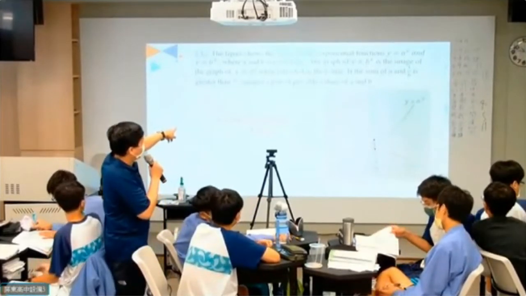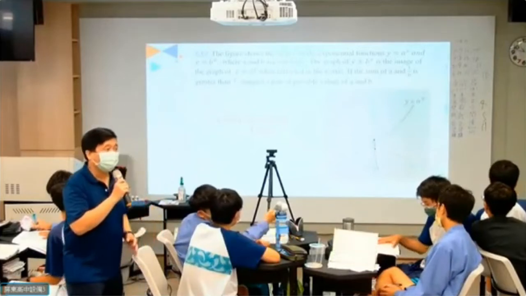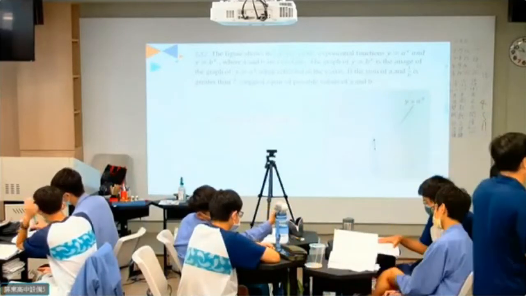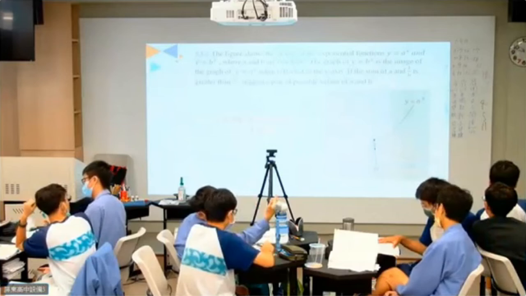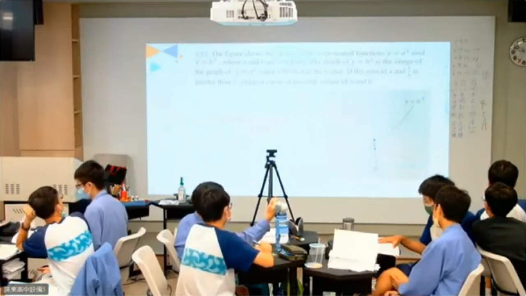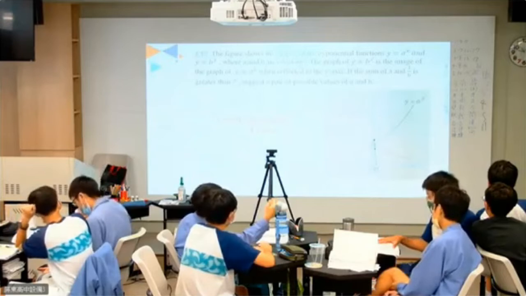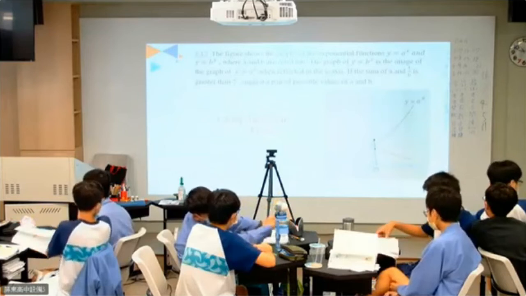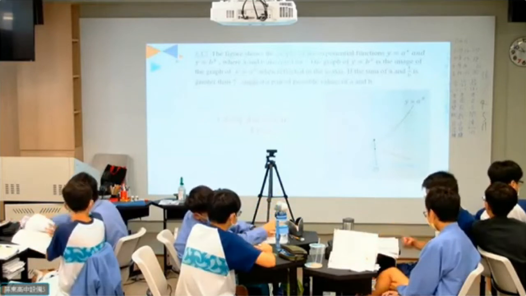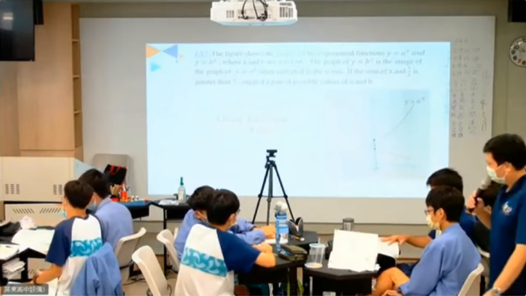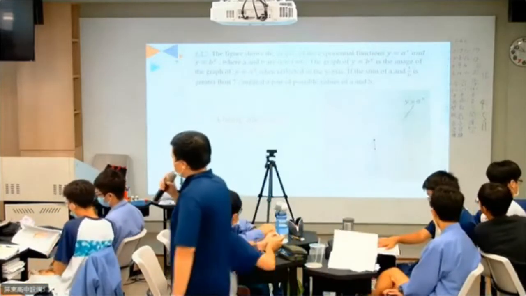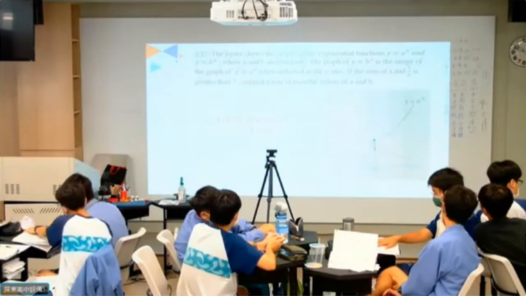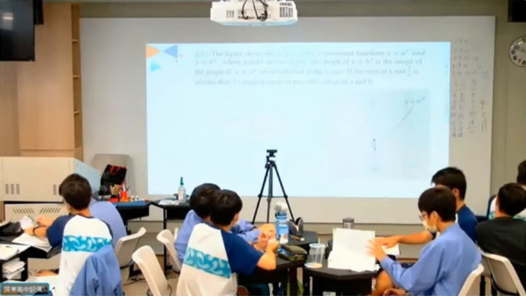Suggest a pair of possible values of A and B. That means the possible values are many. You just want to find one pair. You must have many possible values of A and B. You just give me one pair. It's okay. There are many possible values of A and B. You just give me one here. It's enough.